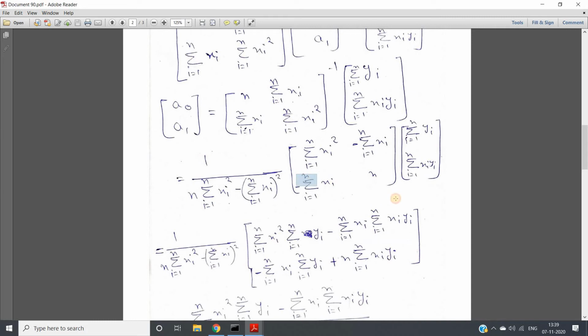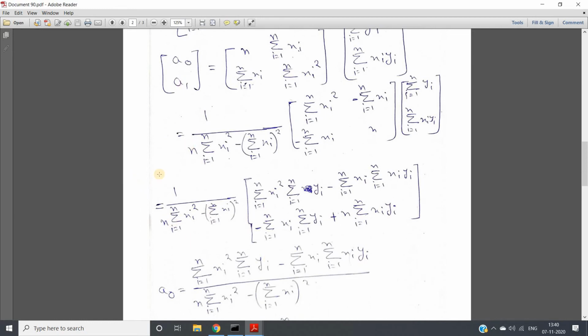Then do matrix multiplication for the second row: minus of summation over i equal to 1 to n xi multiplied by summation over i equal to 1 to n yi. That's what I have written here, plus n into summation over i equal to 1 to n xi yi. That's what I have written here, right? So basically now a0 a1, this particular one is basically this matrix.